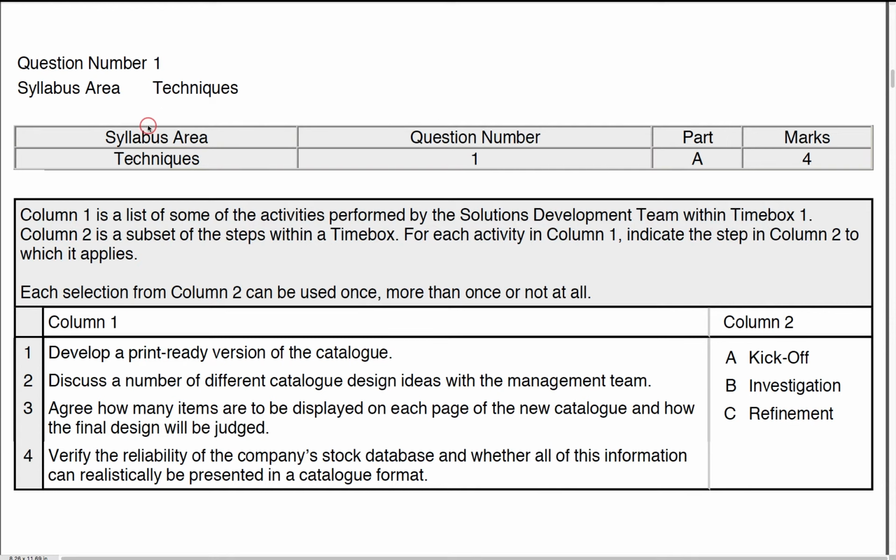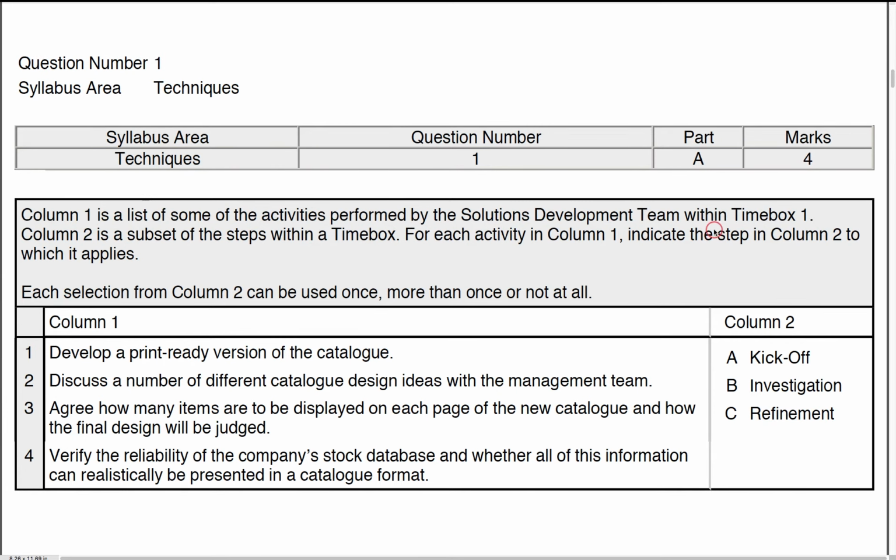This is the first one on techniques, question 1A, 4 marks. And as you know, in the question information box, there is no bold information, so it's purely a DSDM application. And as you can see, the word time boxes keeps popping up. So we're obviously looking at a time box, and that's fairly evident by the words in column 2.